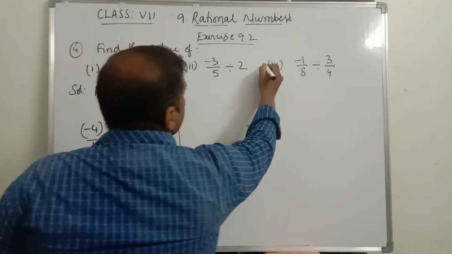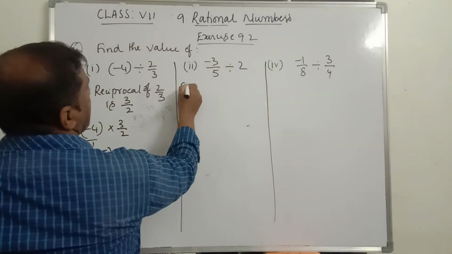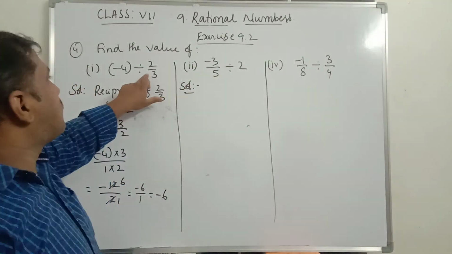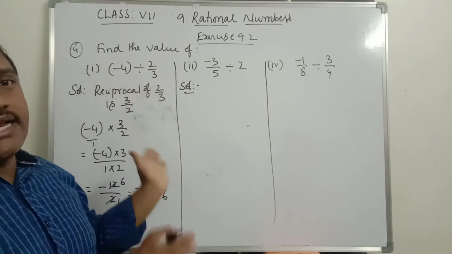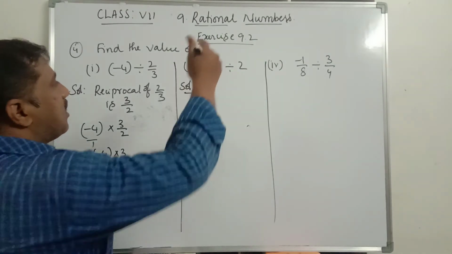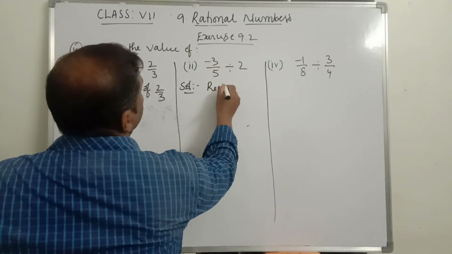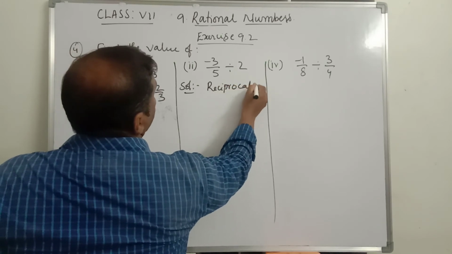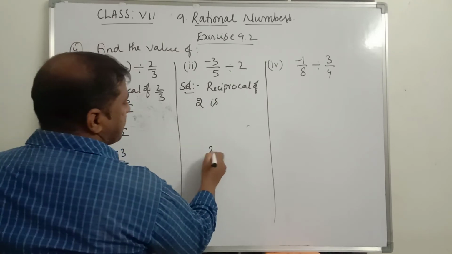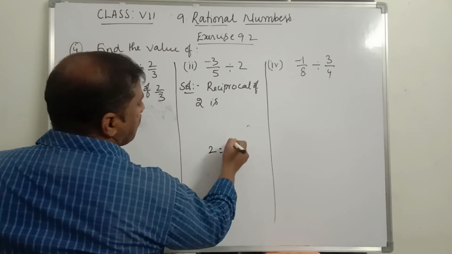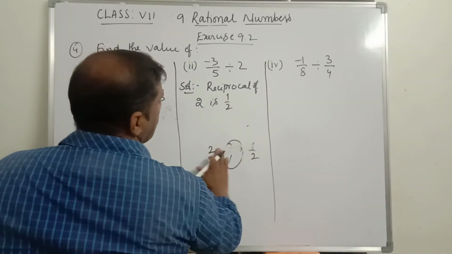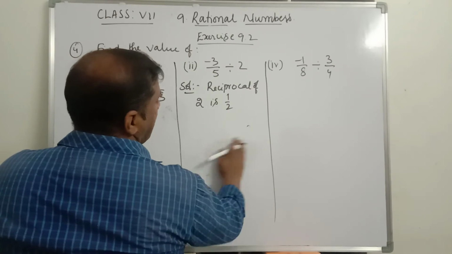Next, the second question. Here minus 3 by 5 is divided by 2. It is an integer. Integers are also rational numbers and they can be written in the form of P by Q. Now the reciprocal of the second rational number, which is 2. 2 means 2 by 1, so the reciprocal of 2 by 1 is nothing but 1 by 2. The reciprocal of 2 is 1 by 2.